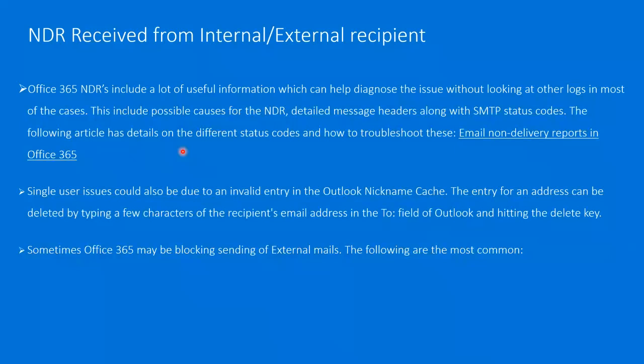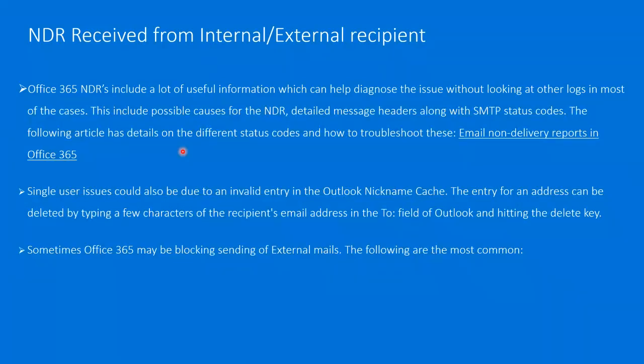We can also see if there's a single user issue, or it could be because of an invalid nickname cache or outdated information in your offline address book, possibly also causing this issue. You might be thinking you're sending an email to the same recipient you used to send to, but there have been some changes in the GAL which are not reflecting in your offline address book, or if they are reflecting, you're using the old nickname cache. That is also one of the probable reasons why you might receive an NDR, or the internet recipient is not receiving that email.